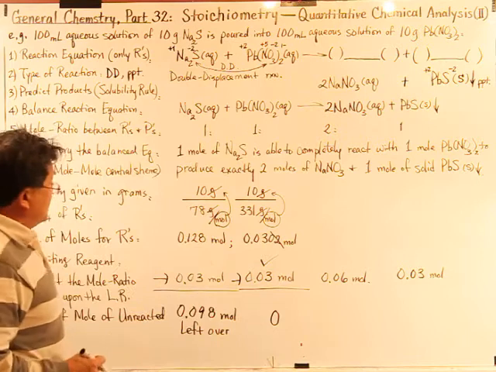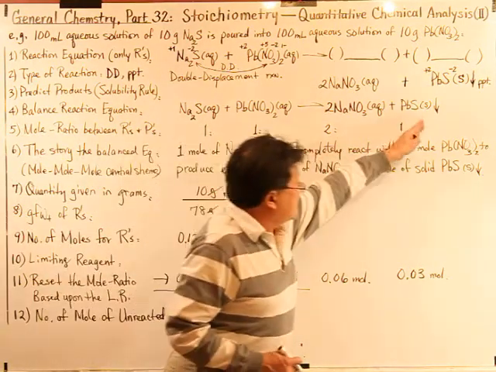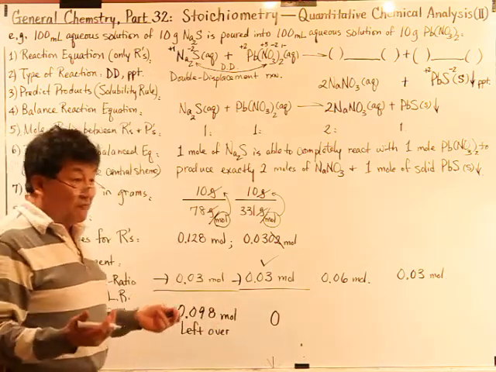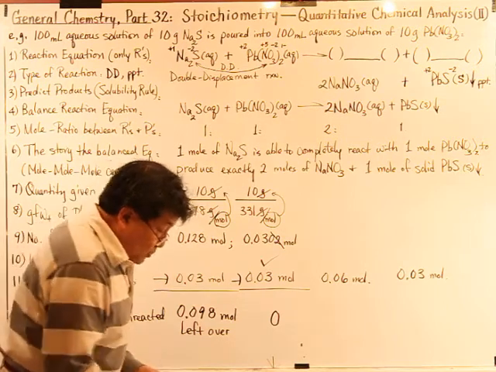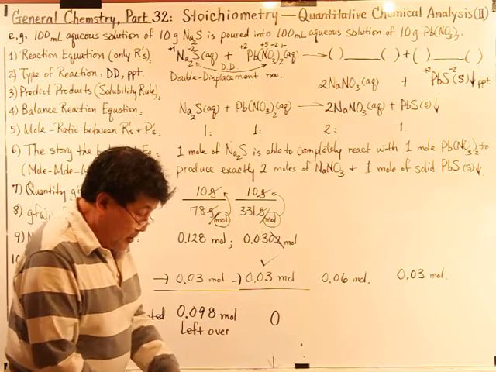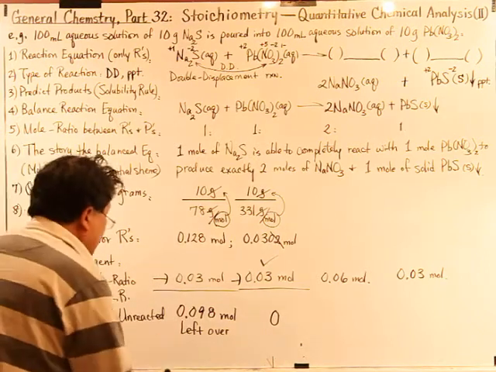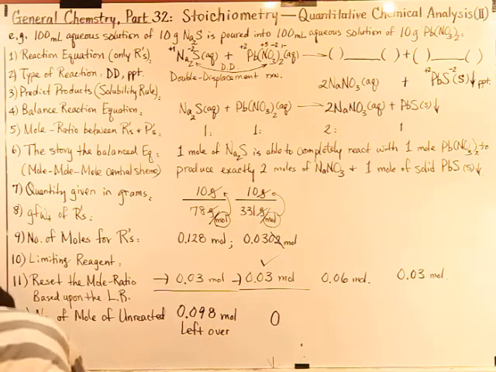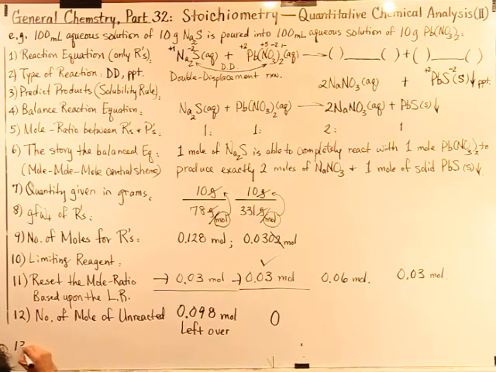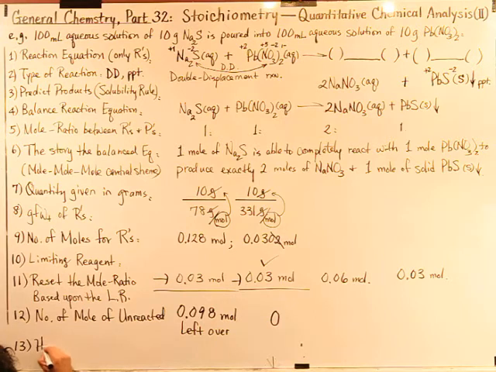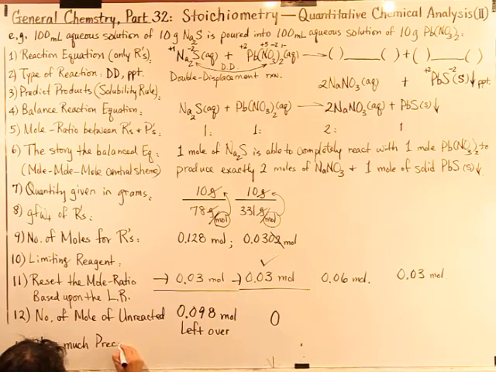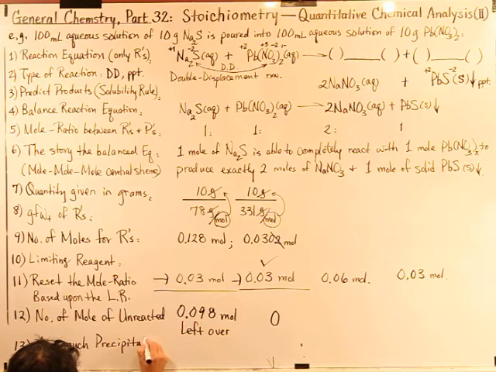And of course, this is how many. Now, if we ask you, this is going to be aqueous, this is going to be solid. How many gram of PbS, lead sulfide, can we get after the reaction is finished, right? So what are we going to do? We're going to have to find out the gram formula weight. Now here is almost out of space. So let's say if we're asking for number 13, right? How much precipitate can we get?